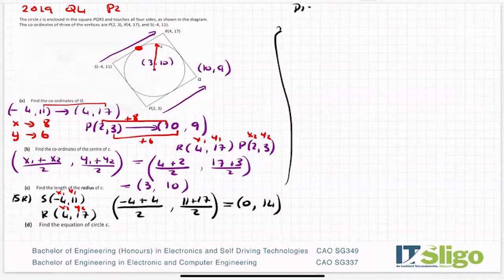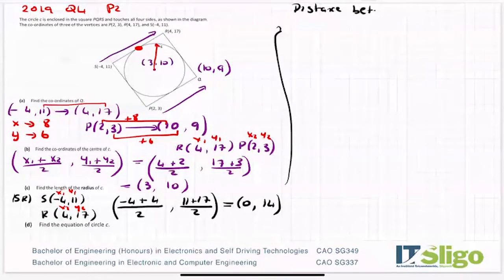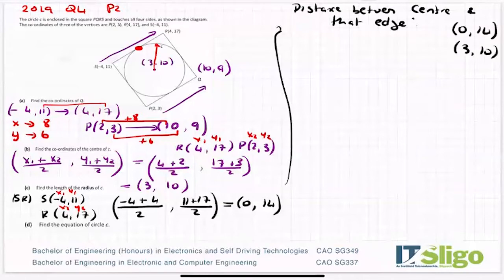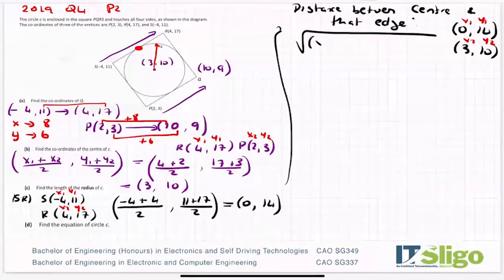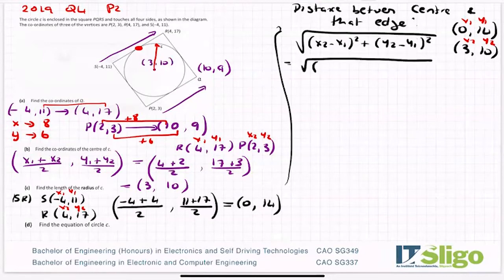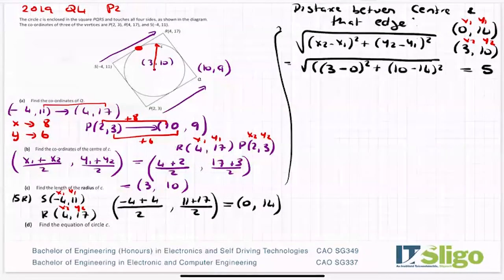Then I need to get the distance between the center and that edge. So I'm going between 0, 14 and my center, which was 3, 10. x1, y1, x2, y2, and the distance of a line is this formula here: x2 minus x1 squared plus y2 minus y1 squared, and you sub that in. It doesn't matter which of the 2 points you write down first. I got a distance of 5 for my radius.